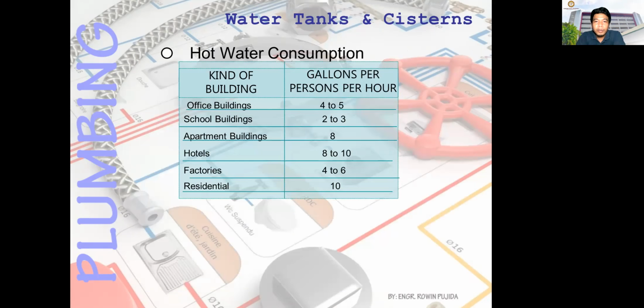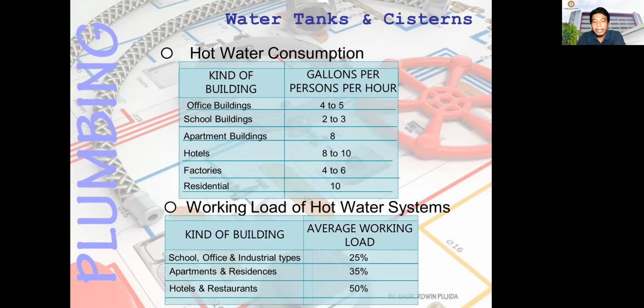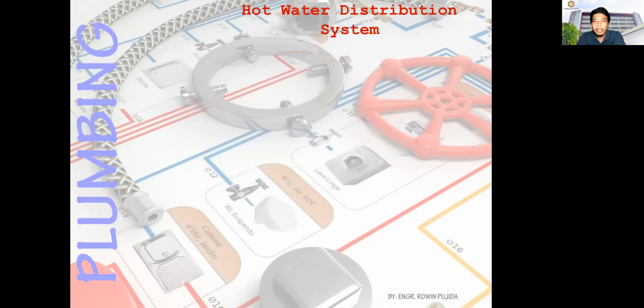Hot water consumption. So you have here the kinds of buildings and gallons per person per hour. So you can compute now the capacity of the tank to be used in that particular building because of the occupants. Maybe we'll have an activity on that, on how to compute the volume of the tank to be used in that particular building. We'll just go through this slide.